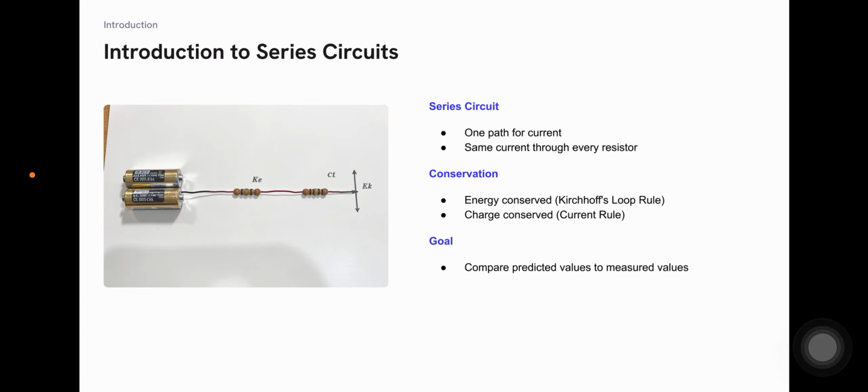In a series circuit, every component shares the same path, so the current remains constant throughout the circuit. The purpose of this experiment was to see how these conservation principles appear in practice by comparing theoretical calculations with simulated measurements.